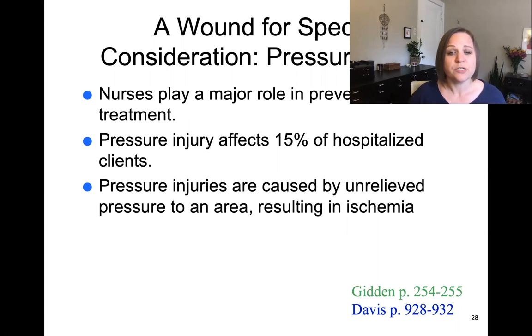And pressure injuries are caused by unrelieved pressure to an area, which results in ischemia, meaning a lack of blood flow to that area. Get lack of blood flow, you're not going to get good tissue repair, and you're going to end up with a wound.